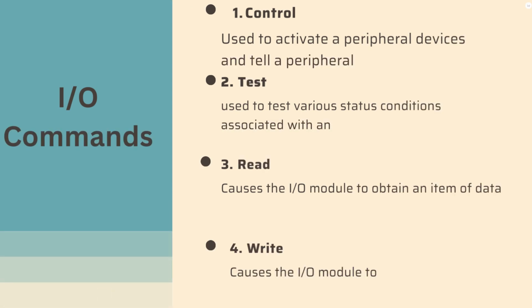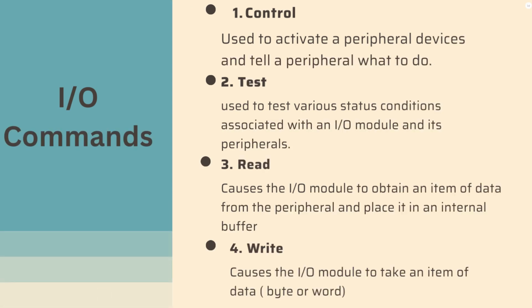Now we will learn about input-output commands. The first one is control. Control command is used to activate a peripheral device and tell a peripheral what to do. Peripheral devices include monitors, mouse, keyboards, etc. The second command is test. This command is used to test various status conditions associated with an input-output module and its peripheral devices.